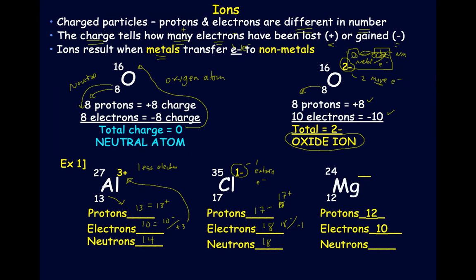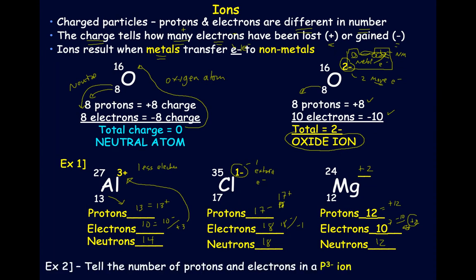Okay, Mg, well, let's look at this a different way. What if I had 12 protons and only 10 electrons? What if I gave you that and you had to find the charge? Again, this would be +12, this would be -10, and that would be +2. So my charge would be +2 if I had 2 fewer electrons. Our neutrons would be 24 like this. So that would really be a good way to think about it.